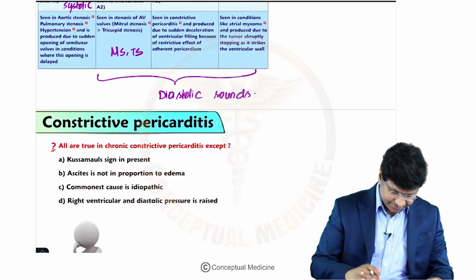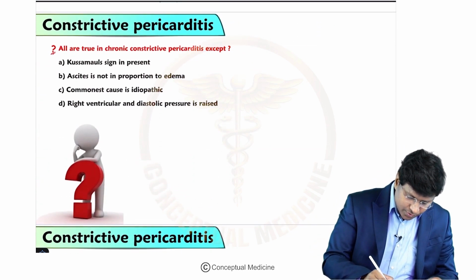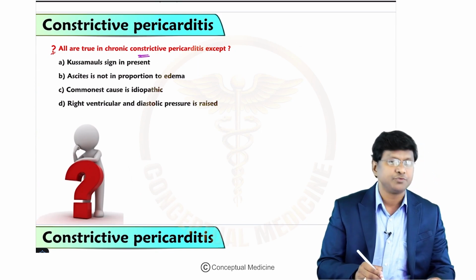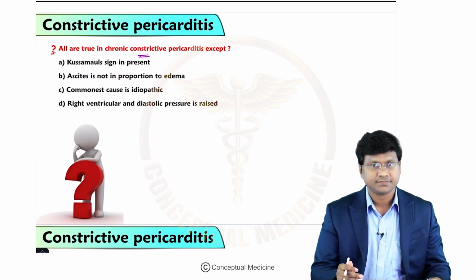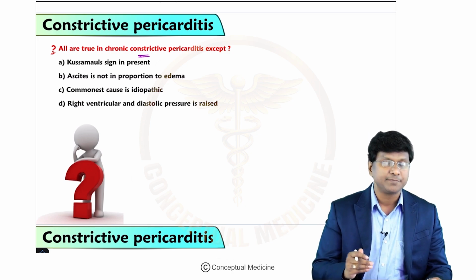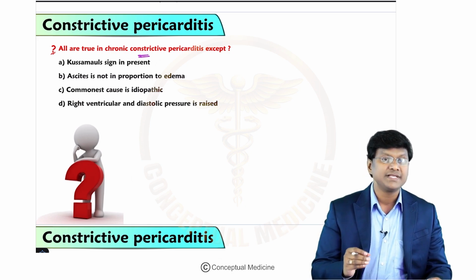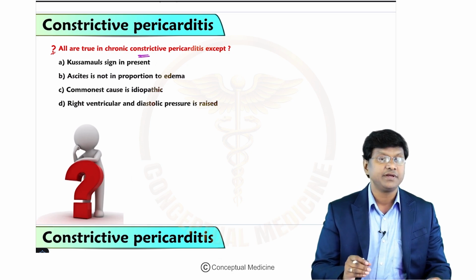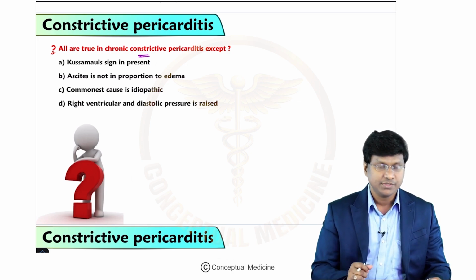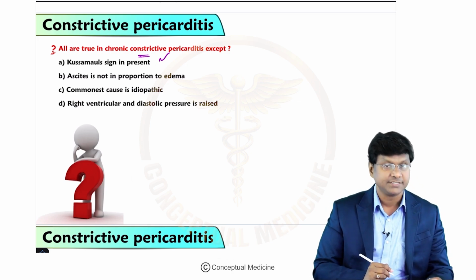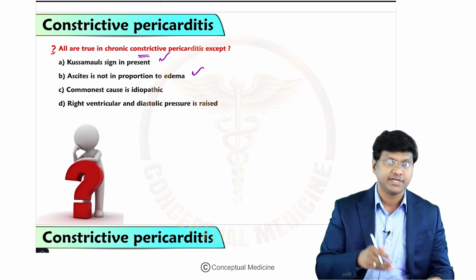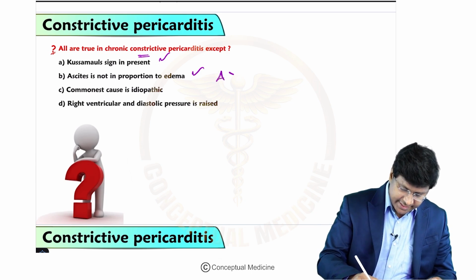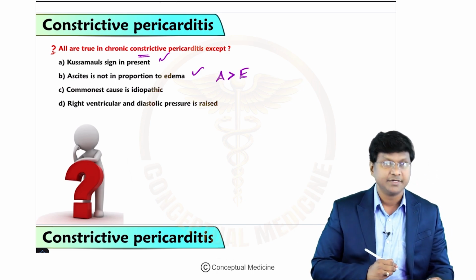Okay, next. All are true in chronic constrictive pericarditis except: Kussmaul sign is present. Ascites is not in proportion to edema. Commonest cause is idiopathic. Right ventricular end diastolic pressure is raised. So Kussmaul sign is present. Ascites is not in proportion to edema. In fact, it is more than the edema.